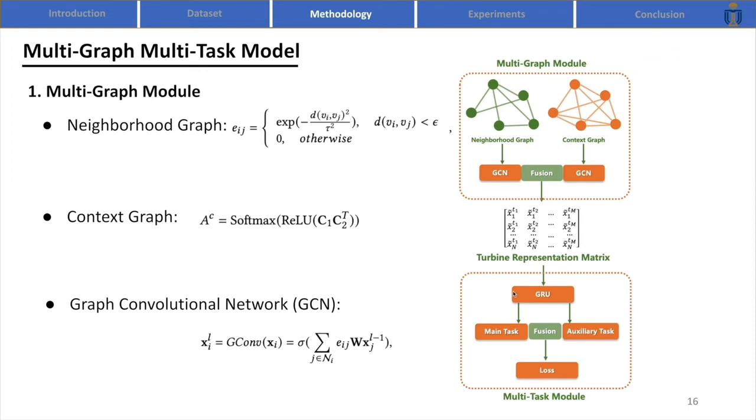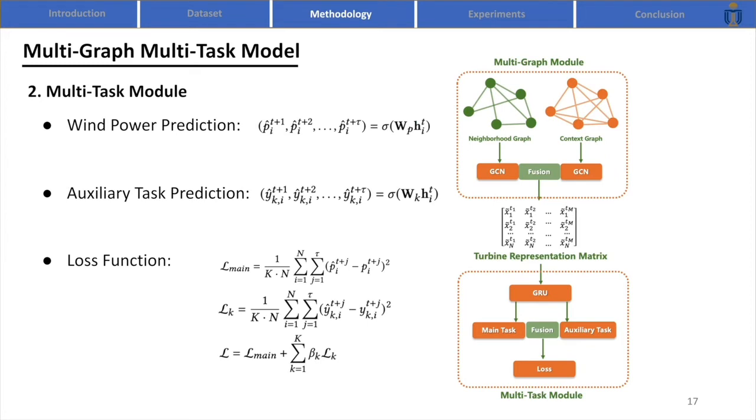Here we introduce two learnable matrices, C1 and C2. Multiplication of these two matrices can be used to generate the matrix of the context graph. Afterwards, we put these two graphs into the GCN module to generate the turbine representation matrix. And the second module is called the multitask module.